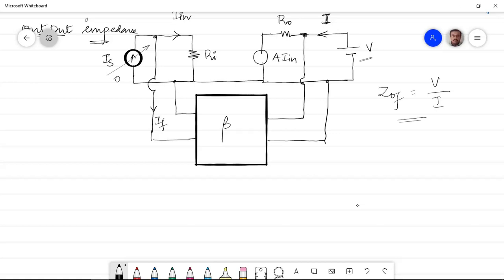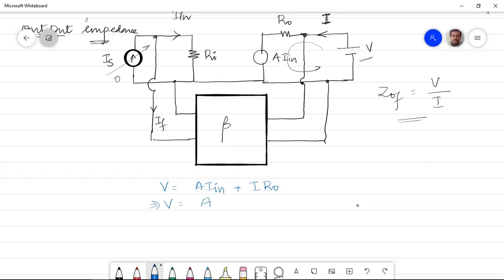So what do we do? As I've already told, Is is set to 0 and we have connected a known voltage source V. We can apply KVL to this loop and find the expression. So when I apply KVL, what will I get? I'll get V is equal to A times IN plus I times R naught. Correct? This is what I get.